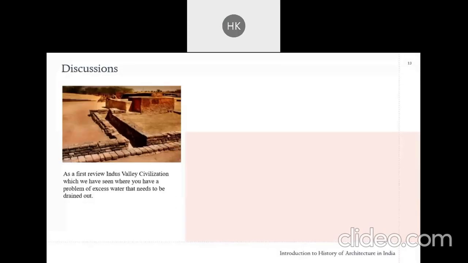So let's discuss one by one. Can you identify this picture? Actually, this is a picture from the Indus Valley Civilization area. Here you can see the water channel and the drainage patterns, how the water supply pattern is there. So here you can see the water supply pattern in the Indus Valley Civilization.